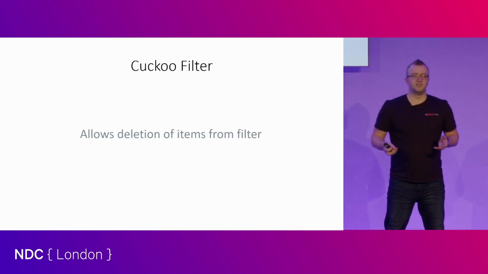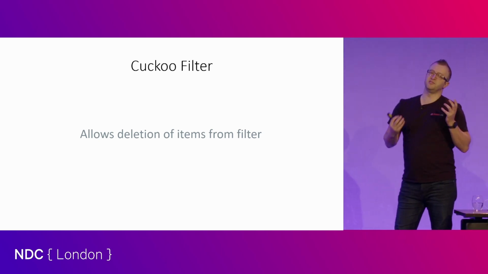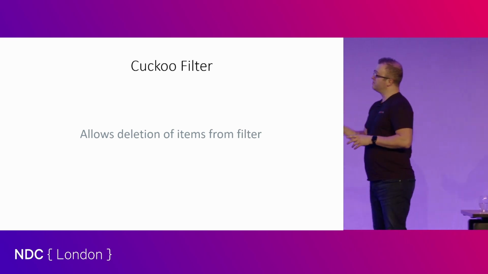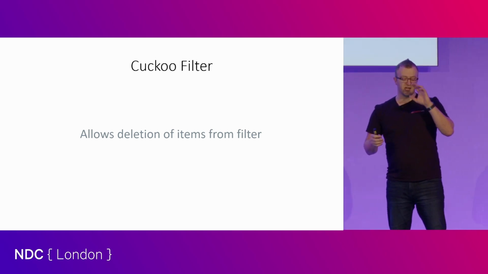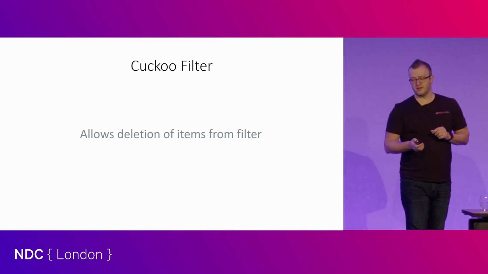What about if you want to delete something? I put this thing in the filter, and now I want to take it out. With the Bloom filter, you cannot do that. If you delete those bits, you break the filter, right? But with the Cuckoo filter, which works in exactly the same way, you can delete items. Slightly higher memory requirement for this one, but you can delete stuff if you need to.